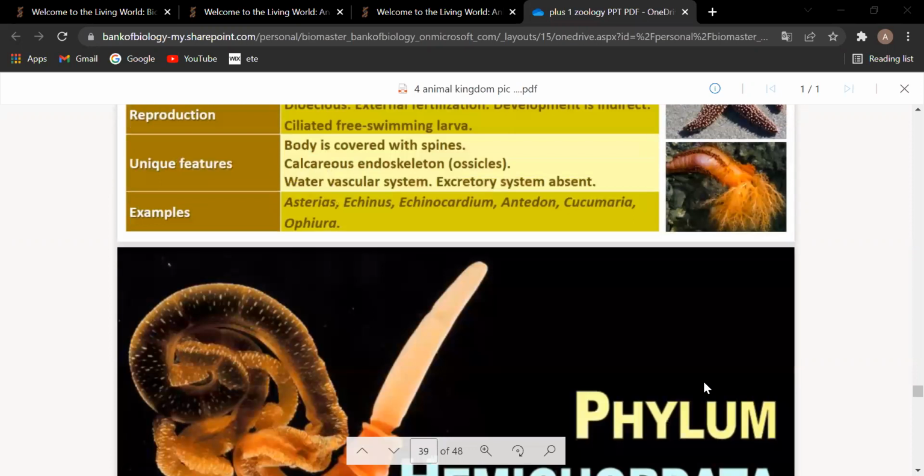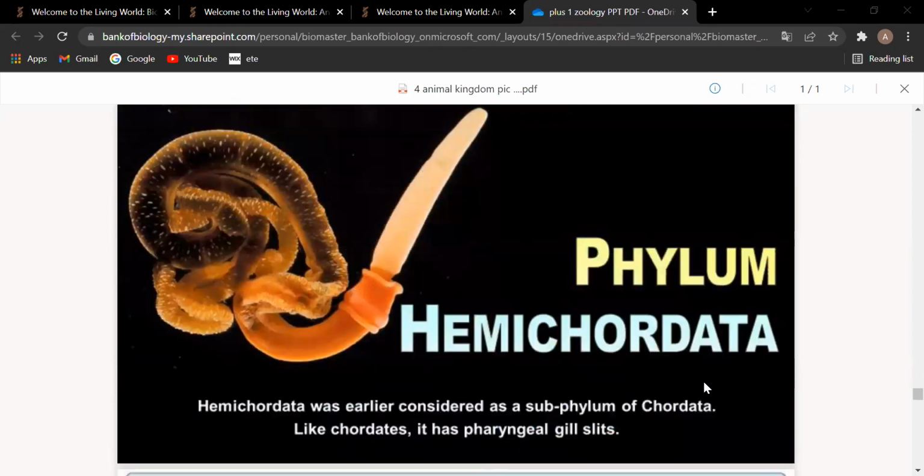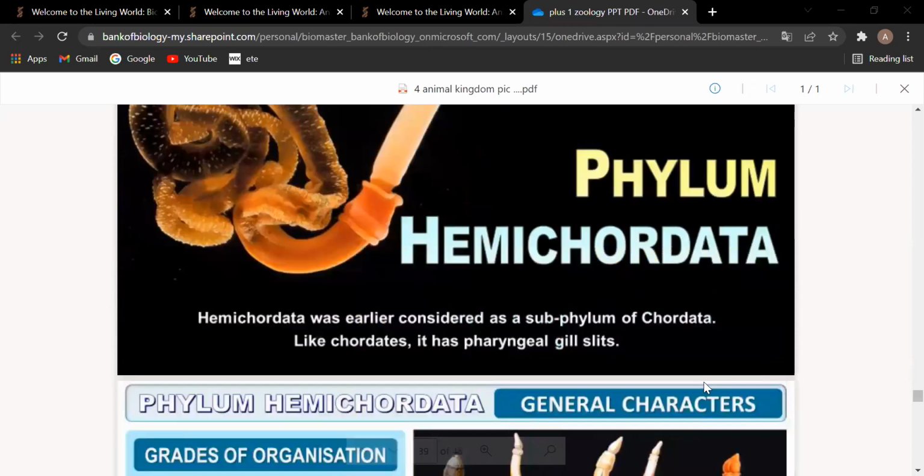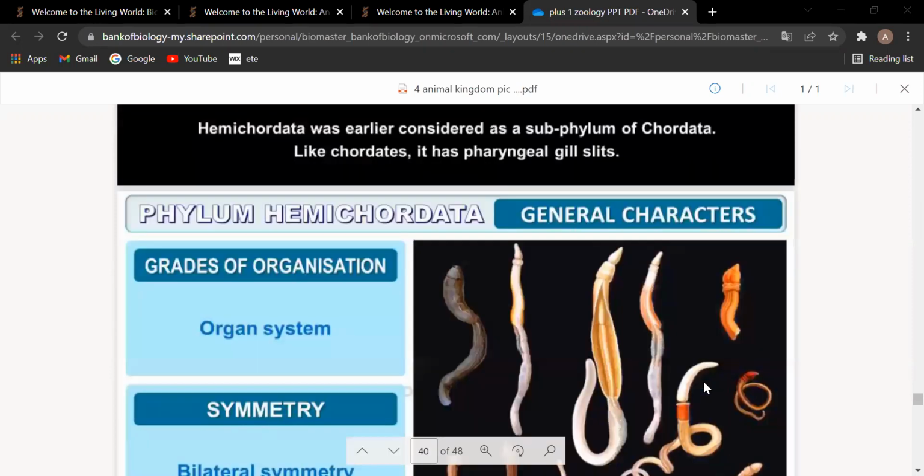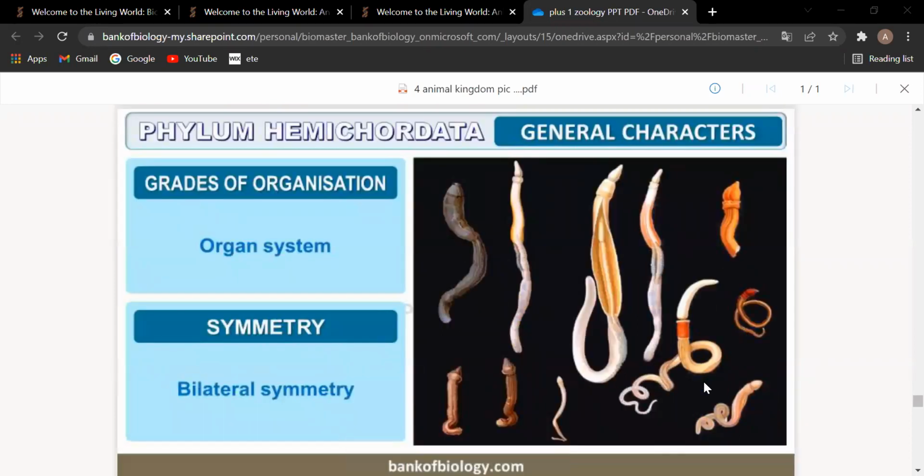Now comes Hemichordata. Look at this. This is Hemichordata. Hemichordata was earlier considered as a subphylum of Chordata. Like chordates, it has pharyngeal gill slits. So why was it considered as chordate? Because just like chordates, it has pharyngeal gill slits. So let us understand more about why it is not now considered as a chordate and why it is called hemichordate.